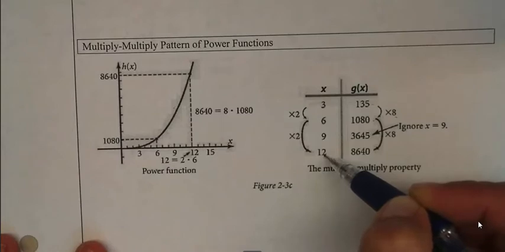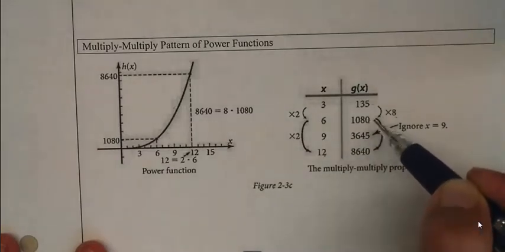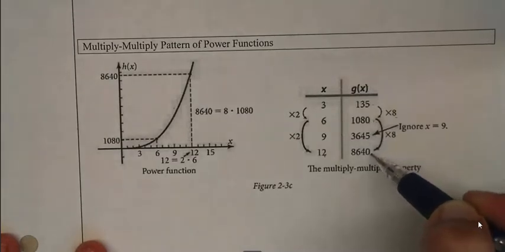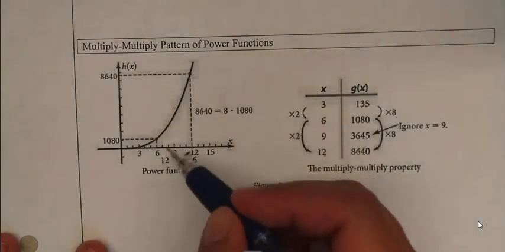Does it hold true then that the output, g of 6, needs to get multiplied by 8 to end up with g of 12? And in fact, it does. And that gives you that power function.